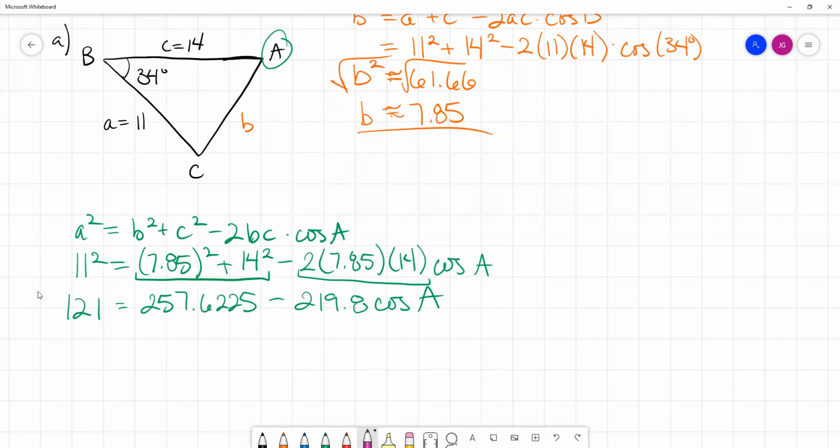Now there's always the temptation, even when I taught this at NAU, when I taught pre-calc and we did law of cosines, there was always the temptation to go and subtract those. No, we cannot subtract those, because notice how this 219.8 is attached to that cosine.